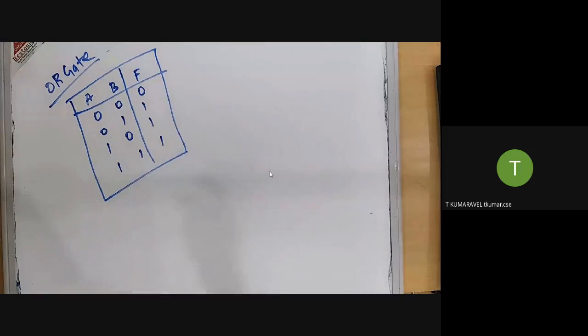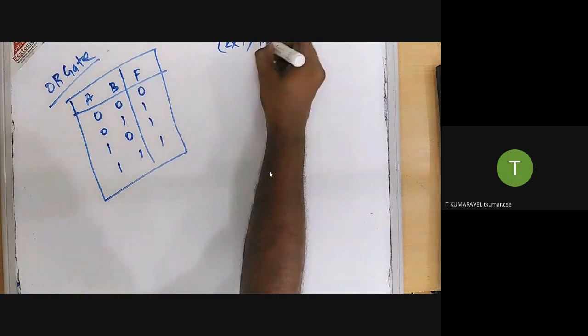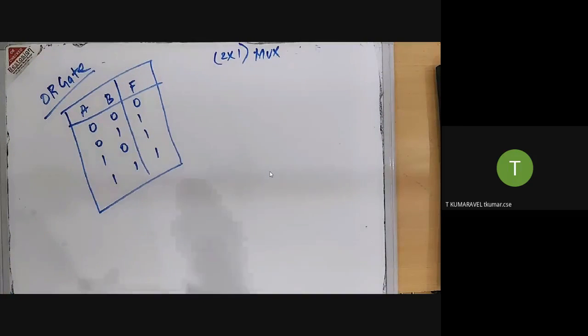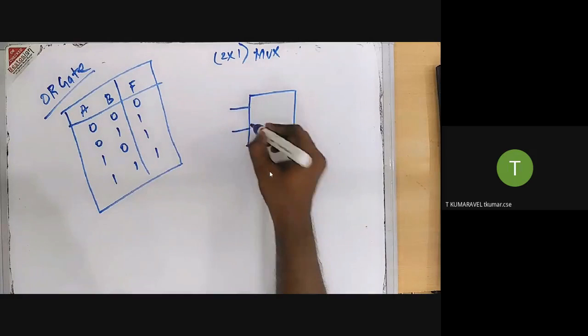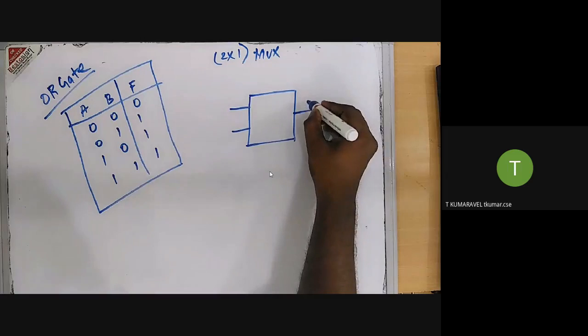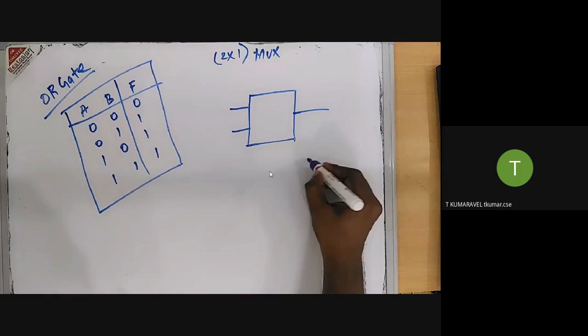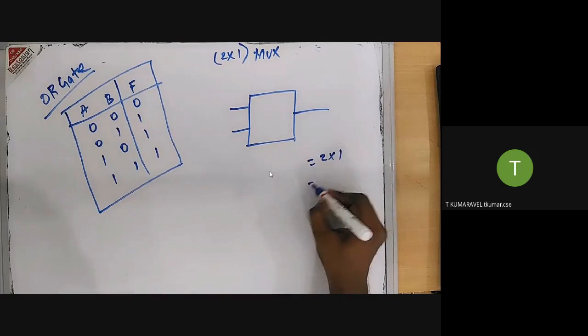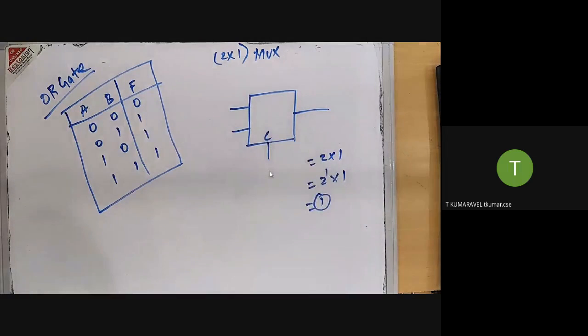The target functionality, I'm going to implement using a 2 by 1 multiplexer. In the question itself, we can easily understand: 2 by 1 means it takes 2 bits as input and produces 1 bit as output. How do we represent it as a 2 by 1 multiplexer? 2 power 1 into 1, that is nothing but 1. 1 bit is acting as a control line.